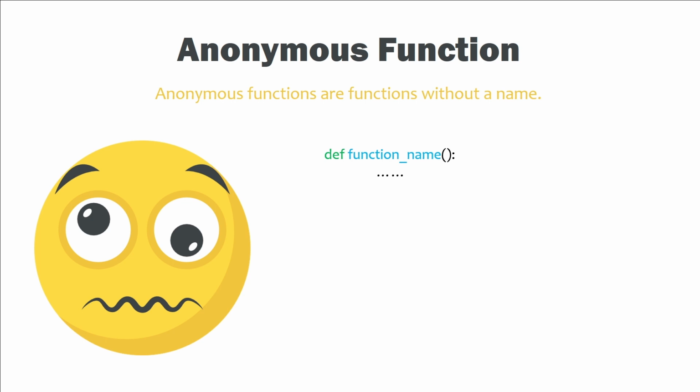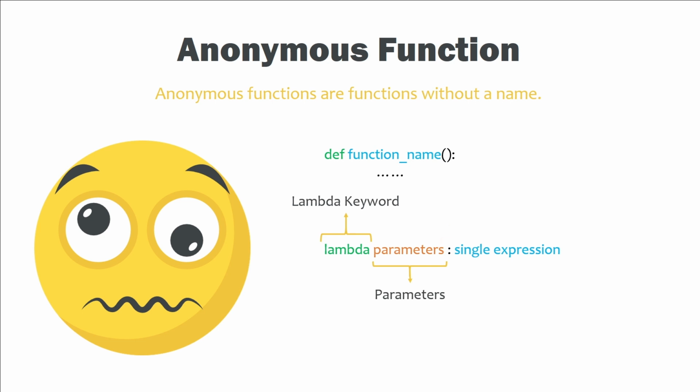But it's not the case with anonymous function. Instead of the def keyword, we use the lambda keyword followed by the parameters and an expression. And that's why anonymous functions are also called lambda functions. And an anonymous function has four main components. First of all, we have the lambda keyword, then the parameters, and then a colon, and finally a single expression, and it's the main operation which this function performs.